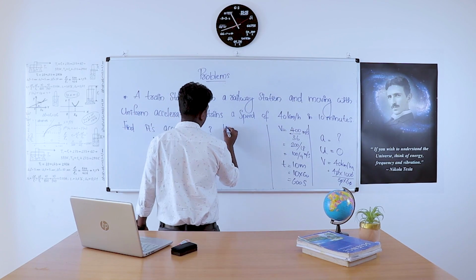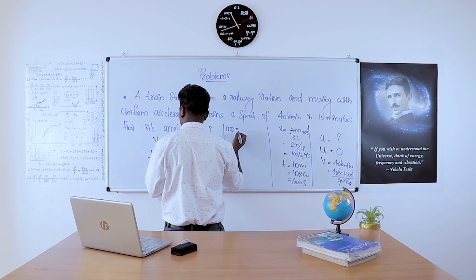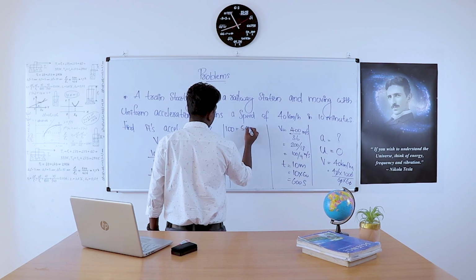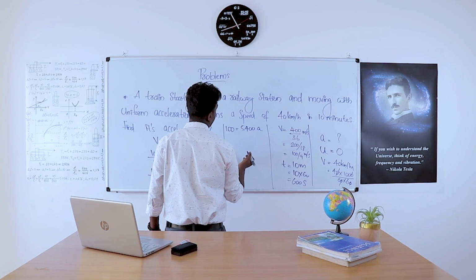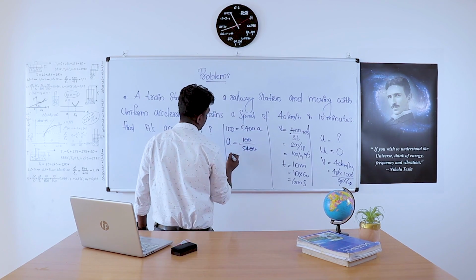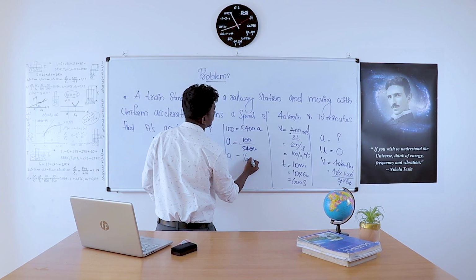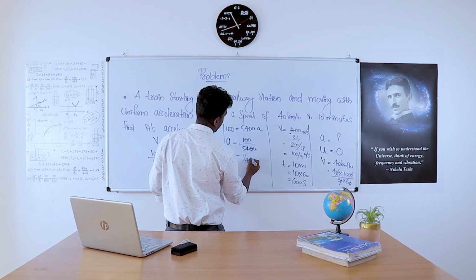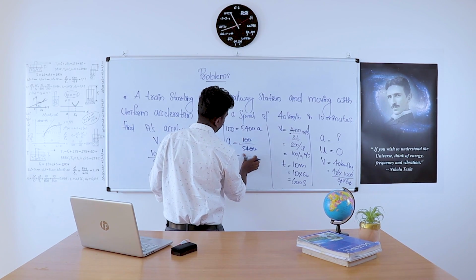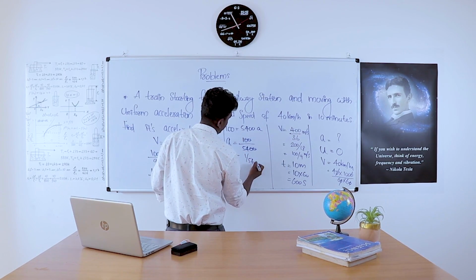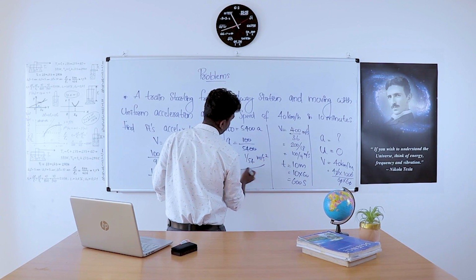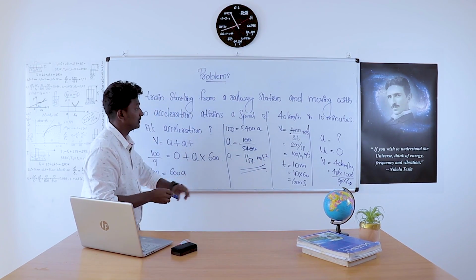I'm cross multiplying. 100 is equal to 9 into 600, it's 5400 a. Therefore, acceleration a is equal to 100 by 5400. This a is equal to 1 by 54 meter per second square. Look once more in this problem.